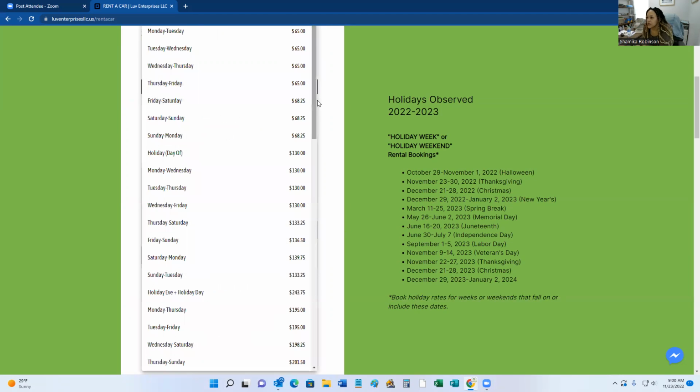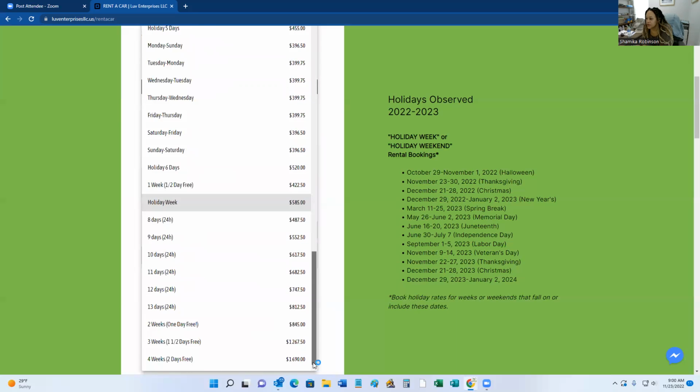So let's see the difference between the holiday week and the regular week, right? So the regular week, we're just going to go to 1 week, just as a comparison. So 1 week, you get half a day free. As you can see here, it's $422.50. So you're actually only paying $162.50 more for a holiday week, which I mean that's crazy good. I'm almost considering changing it right now myself. No, I'm just playing, but yeah, that's what it is.